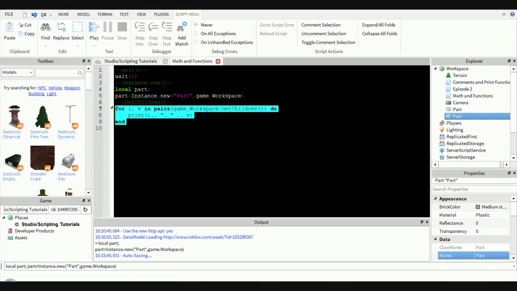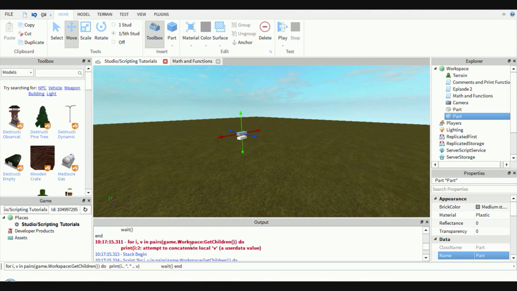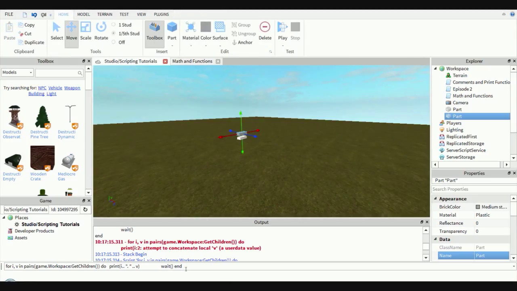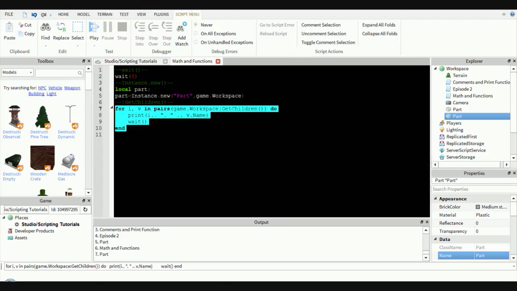Oh wait, might as well put a wait right there also so it doesn't lag. Oh wait, I did the same mistake like last episode. I forgot to put a name because you can't print an object because it isn't a string value. And as you can see, it listed the children of game.workspace, and that's pretty cool. Now let's get on to remove. Well, actually, let's get on to clone.